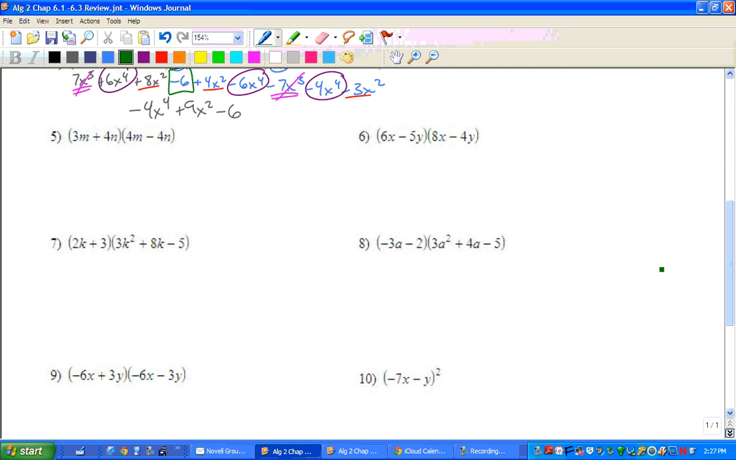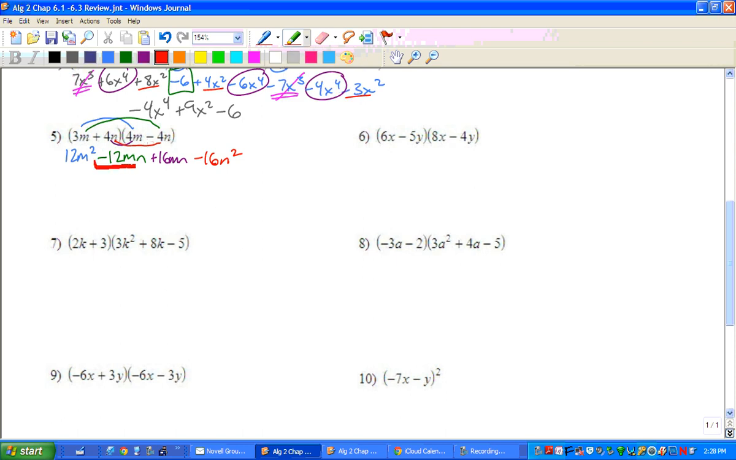Okay, number 5. Now, for this, we're going to start by doing the FOIL, because you can tell in the middle there's multiplication. So when there's multiplication, that's when we can start multiplying everything together. So we got 12m squared minus 12mn. 4 times 4 is 16mn. And negative 16n squared. So when you're multiplying multiple variables, they just combine together, okay?